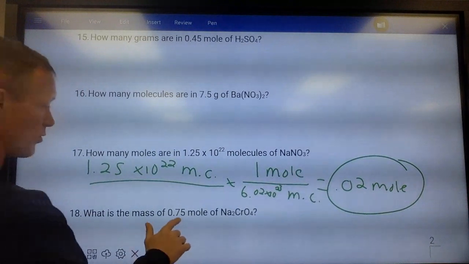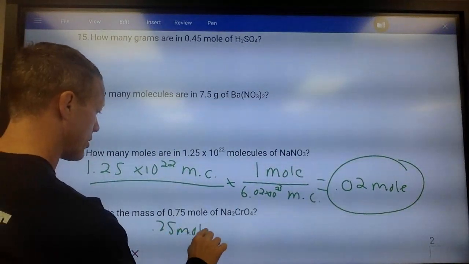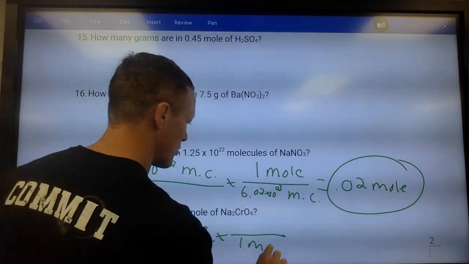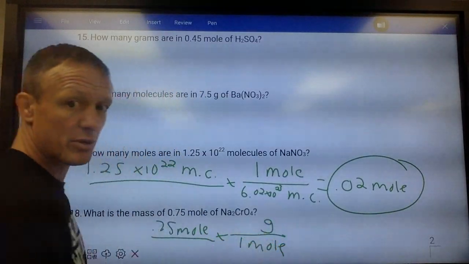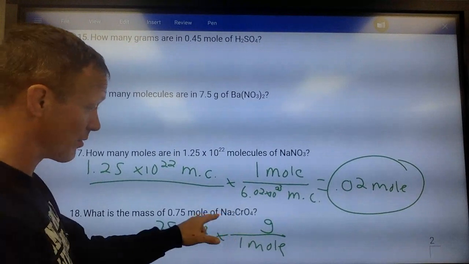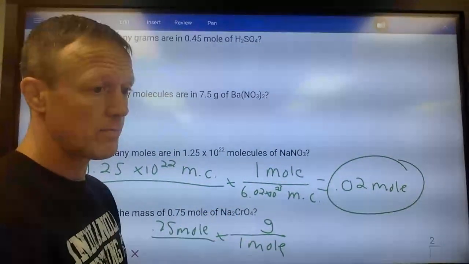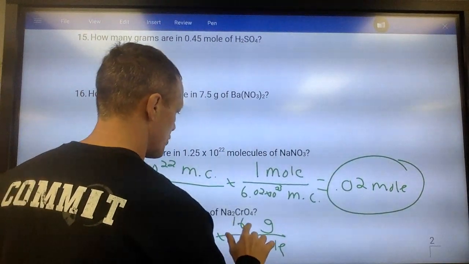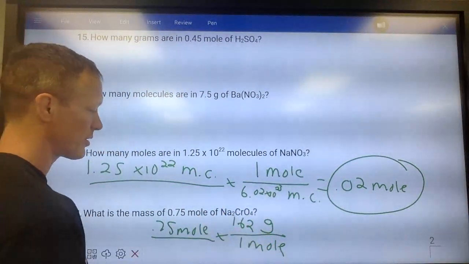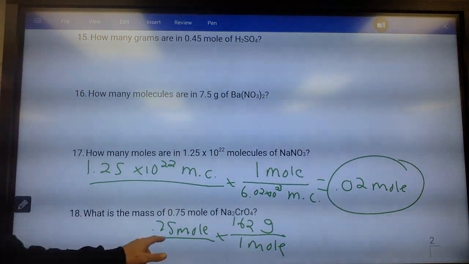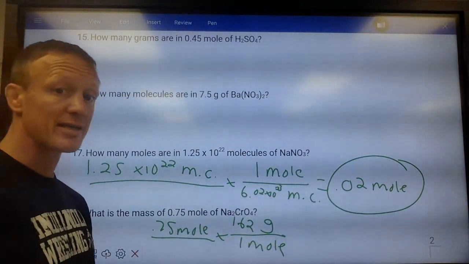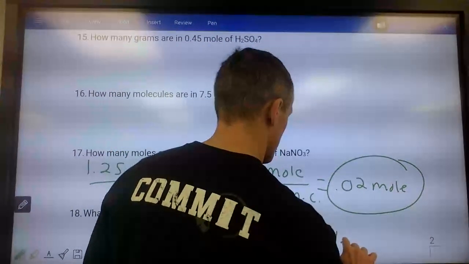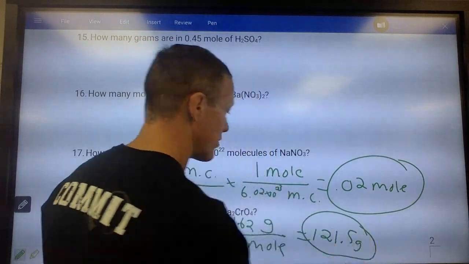Last problem on here, if you look at it, is starting with moles. 0.75 moles. And it wants to know mass. We're trying to get to grams. So my 1 mole goes to the bottom, so my labels cancel. And grams goes on top. So for grams, I have to add up 2 Na's, 1 Cr, and 4 oxygens. Do that. So this is 162. It's just asking for grams, so we're done. We're taking 0.75 times that. Don't have to worry about Avogadro's number because it doesn't ask about molecules. And our answer there is about 121.5 grams of that compound.